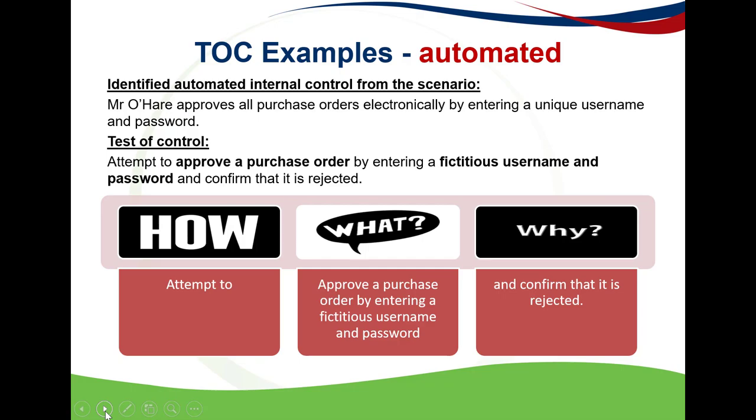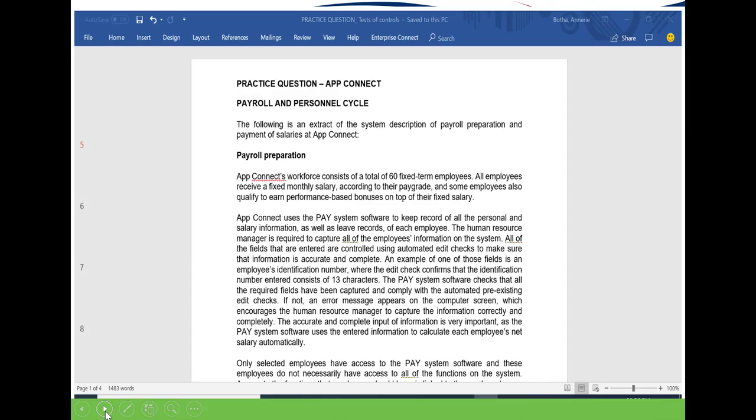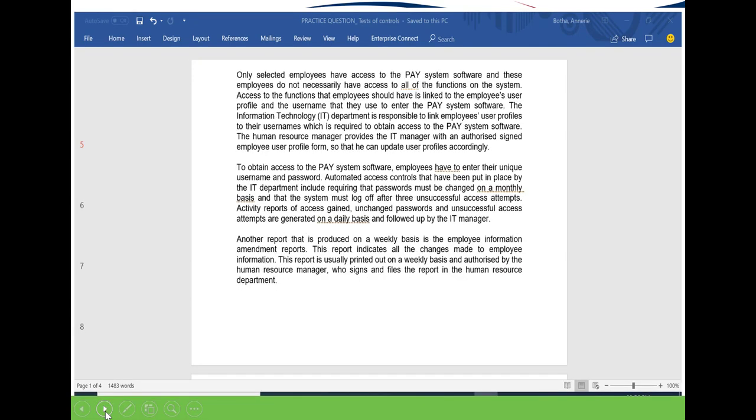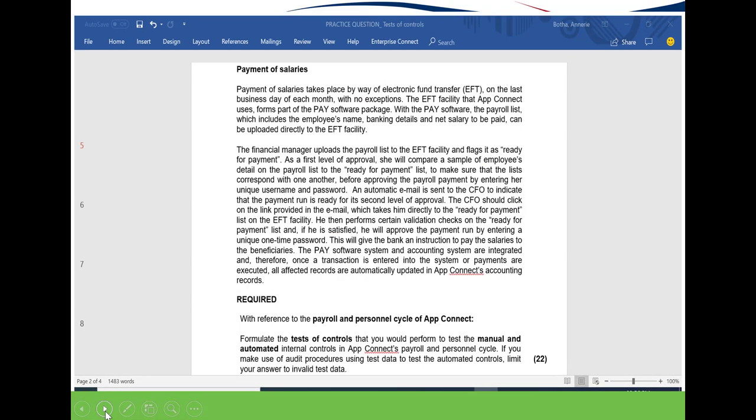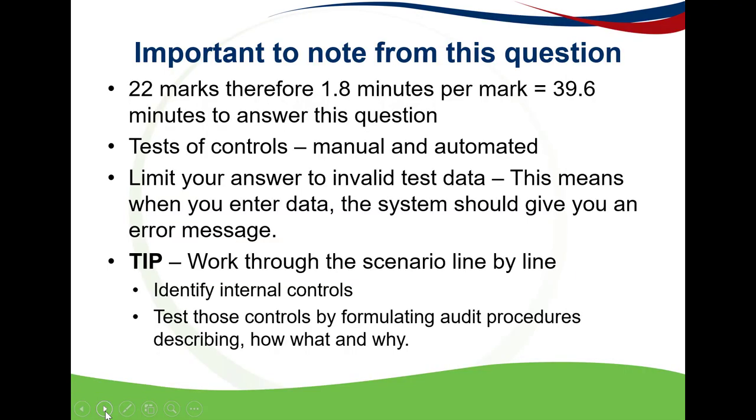Okay, so let's get down to business and look at a practical example. Once again, we are going to refer to the scenario of AppConnect. Okay, so if we firstly refer to the required section, it says, with reference to the payroll and personnel cycle of AppConnect. So you will refer to the section dealing with payroll and personnel cycle in the scenario. Okay, so it says, formulate test of controls that you would perform to test the manual and automated, important, make a note, internal controls in AppConnect payroll and personnel cycle. If you make use of audit procedures using test data to test the automated controls, limit your answer to invalid test data. Also important. Okay, so let's just break this up.